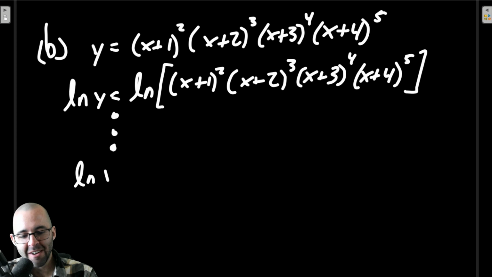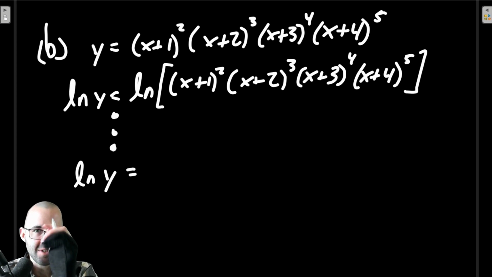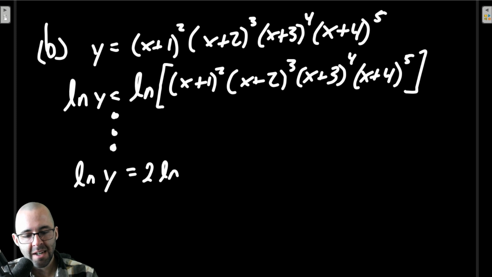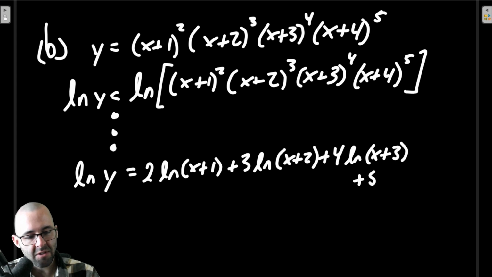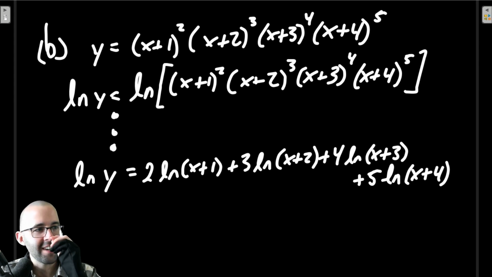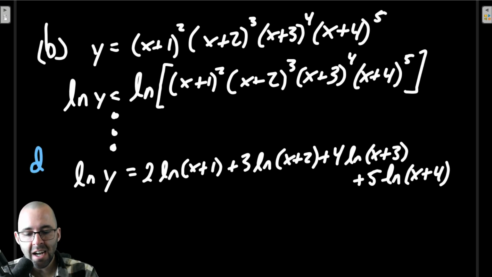Let's simplify. Step 1.5. If you do a couple simplifying steps, just like in the first video, this becomes 2 times the natural log of x plus 1, plus 3 times the natural log of x plus 2, plus 4 times the natural log of x plus 3, plus 5 times the natural log of x plus 4. Okay? And now we have to take the derivative. Step 1, natural log both sides. Step 2, take the derivative of both sides. We're d/dx-ing the left-hand side and the right-hand side.